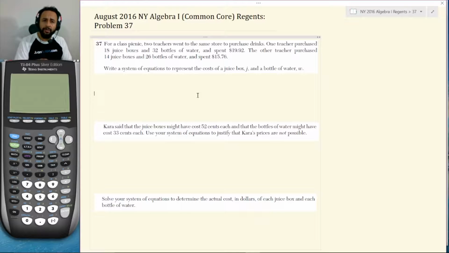The first part, write a system of equations to represent the cost of a juice box J and the bottle of water W. Now, keep that in mind. I'm going to keep reading, which is what I recommend that you do before you reread the first part. The second part, Kara said that the juice boxes might have cost 52 cents and that the bottles of water might have cost 33 cents. Use your system of equations to justify that Kara's prices are not possible. And then part three, solve your system of equations and determine the actual cost in dollars of each juice box and each bottle of water.